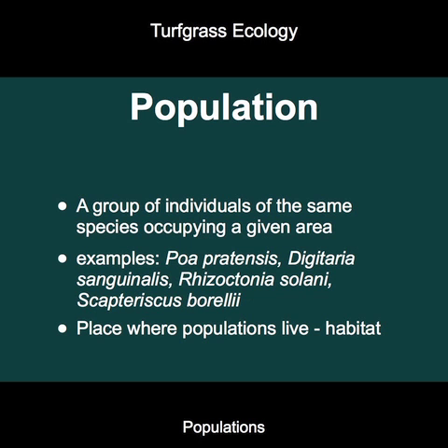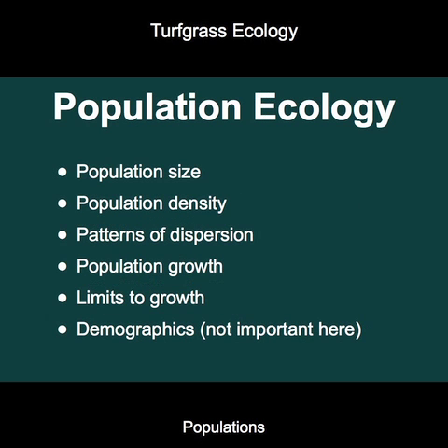A population is a group of individuals of the same species occupying a given area that we refer to as the habitat. Examples of populations include Kentucky bluegrass, crabgrass, brown patch, and mole crickets. Population ecology is the study of a species or organism and their interaction with the environment and other individuals of the same population. Properties of populations include the following.